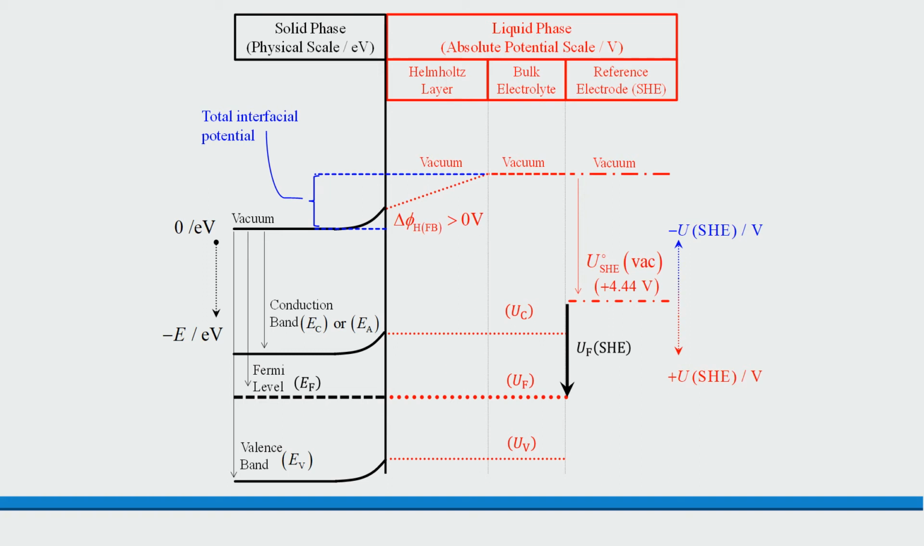So from the results that we've seen in the last few slides, we can see that as the total interfacial potential is modified, the ratio of this total potential that goes towards the semiconductor and the Helmholtz layer also changes. And without modeling this, it's very difficult to interpret experimental results.